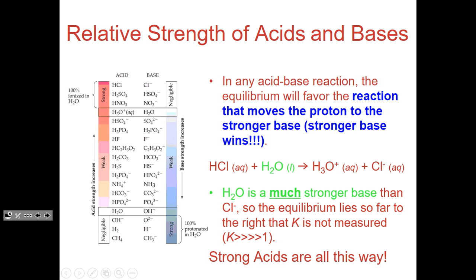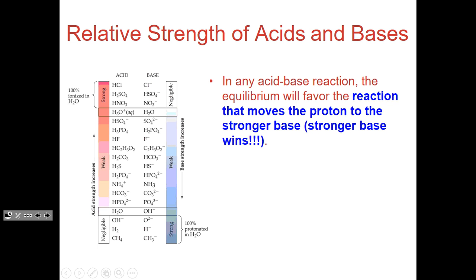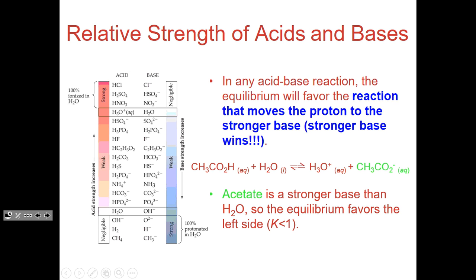All of the strongs work that way. Their conjugate that they create is going to be a negligible base. So therefore, no matter how weak the base is that is with the strong acid, it's going to function as a much stronger base than the other side. And that's one of the reasons why we draw strongs with a single arrow when we talk about dissociation. Whereas when we have a weak, we always draw it with a double arrow.